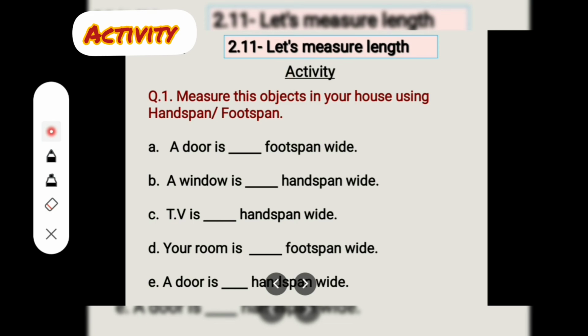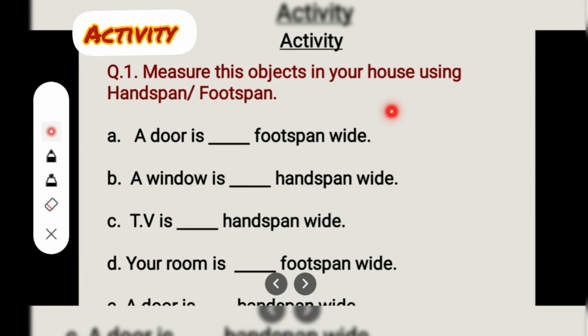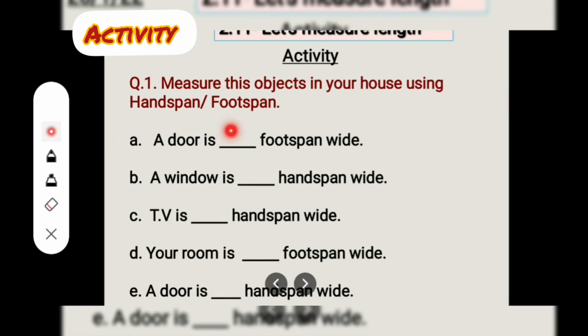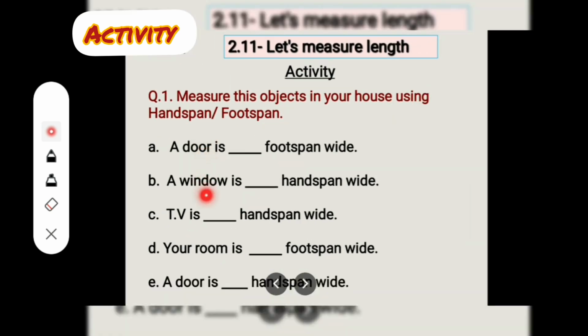Activity. Children, you are going to do this activity in your house, measuring the objects. Measure these objects in your house using handspan, footspan. A door is how much footspan wide? A window is how much handspan wide? TV is how much handspan wide? Your room is how much footspan wide? A door is how much handspan wide? So measure it and write the numbers, how much footspan wide your door is. So all these objects you need to measure and write the number.